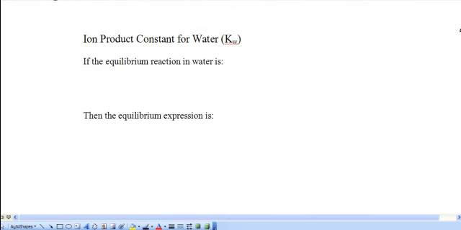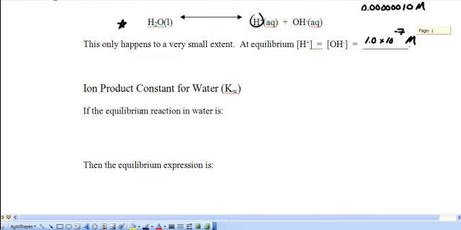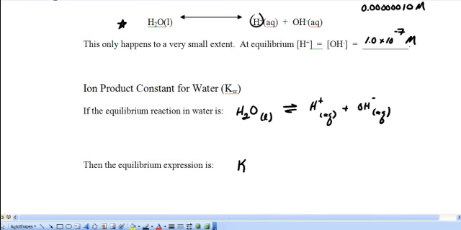So therefore, if we rewrite the equilibrium, let me scroll back up just a little bit so we can see the reaction. The equilibrium that we're looking at is water in equilibrium with the hydrogen ions and the hydroxide ions. And so therefore you can write this as an expression: K equals the products raised to their coefficients power, of course those are both 1s, divided by the reactant raised to its coefficient power, but you leave it off because you're dealing with water in the liquid form. And so this is the equilibrium expression.